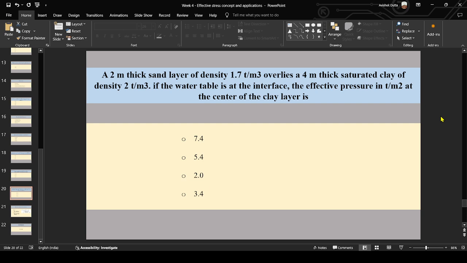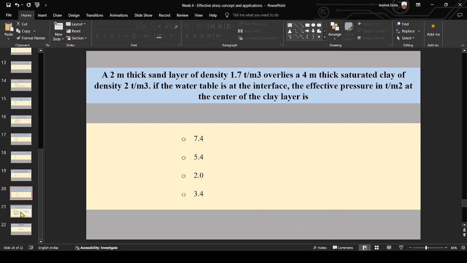I'll repeat the question. A 2 meter thick sand layer of density 1.7 ton per meter cube overlies the 4 meter thick saturated clay of density 2 ton per meter cube. If the water table is at the interface, the effective pressure in ton per meter square at the center of the clay layer is, the options are 7.4, 5.4, 2.0 or 3.4.